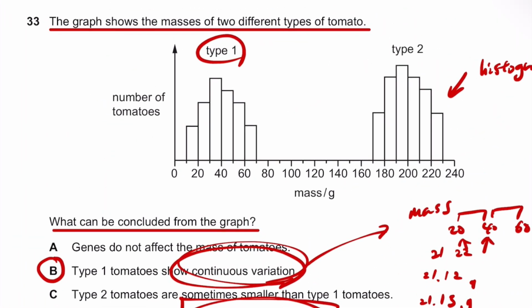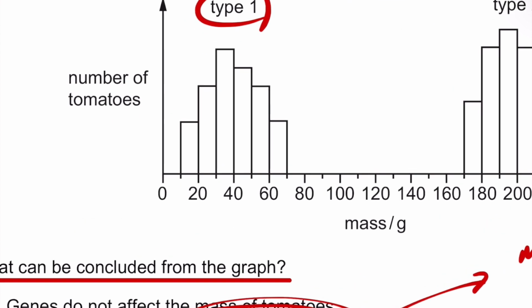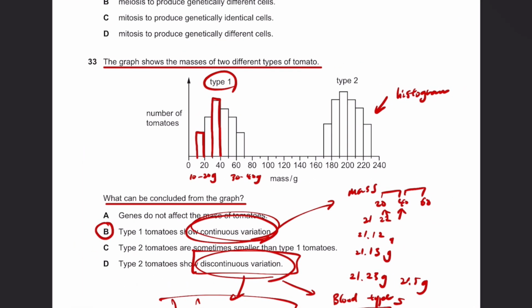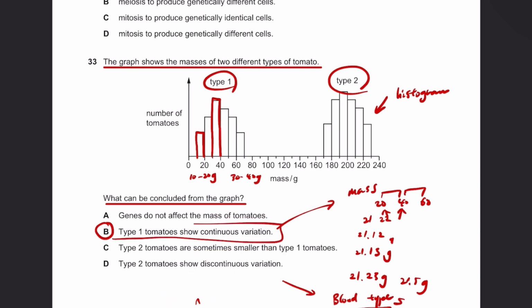this is showing a continuous variation because these tomatoes lie between 10 to 20 grams of weight. This one lies in between 30 to 40 grams. So type 1, actually type 2 as well, they both show continuous variation. So B is right because type 1 indeed showed continuous variation. Okay?